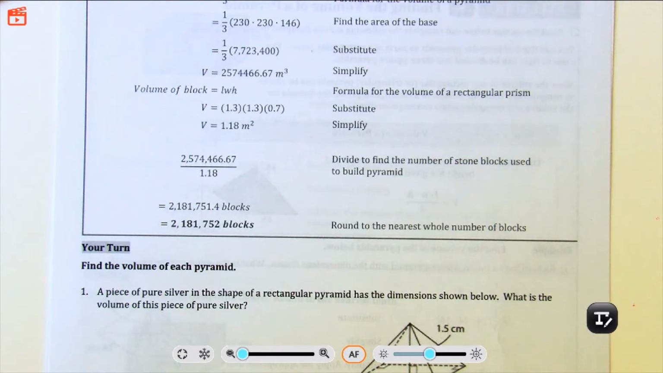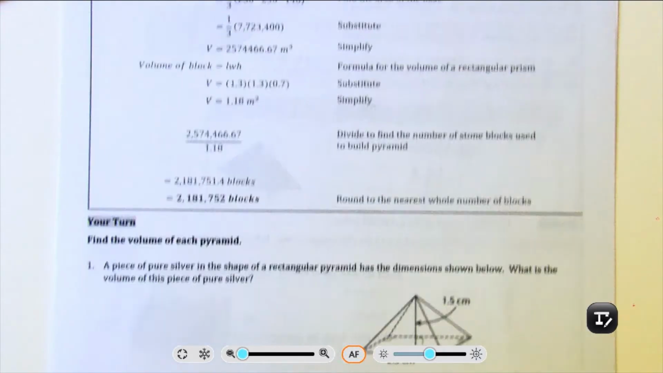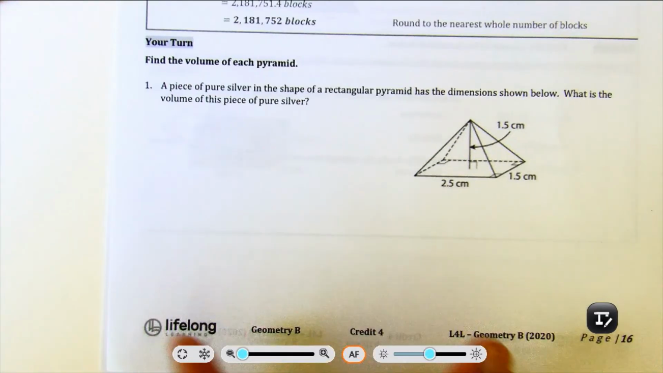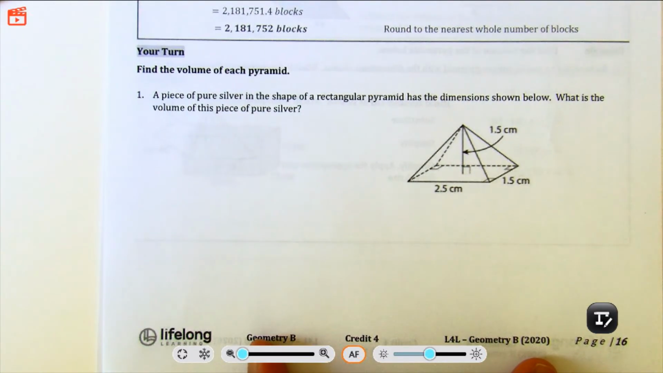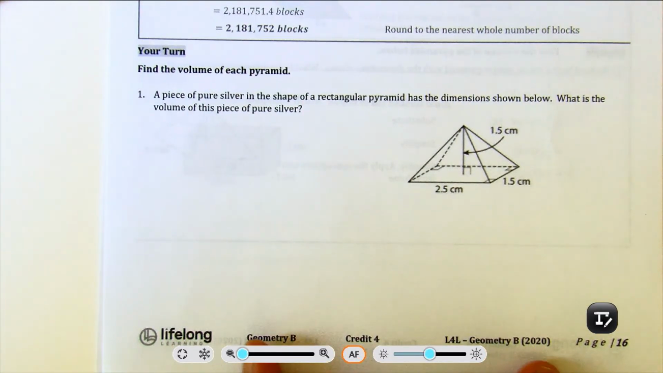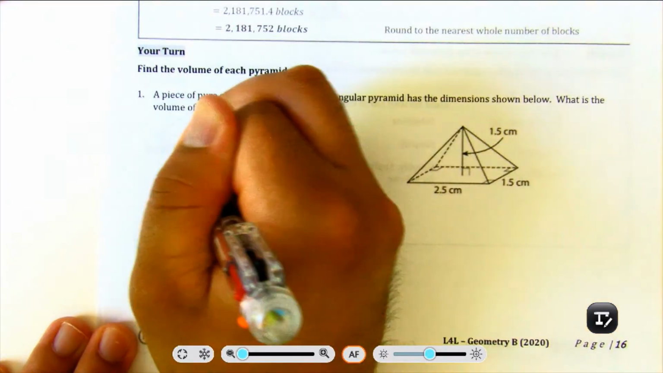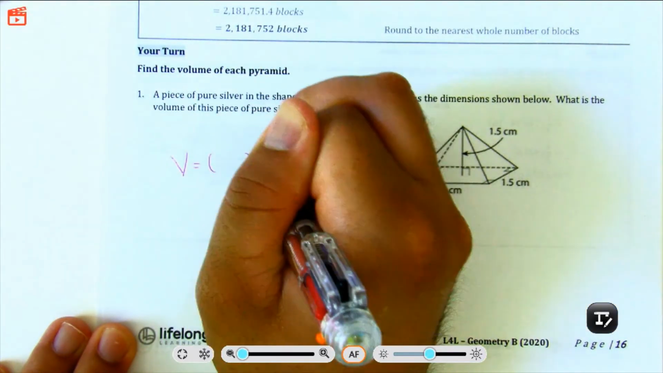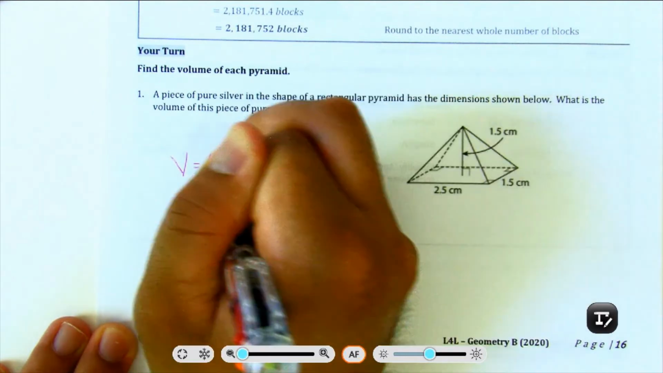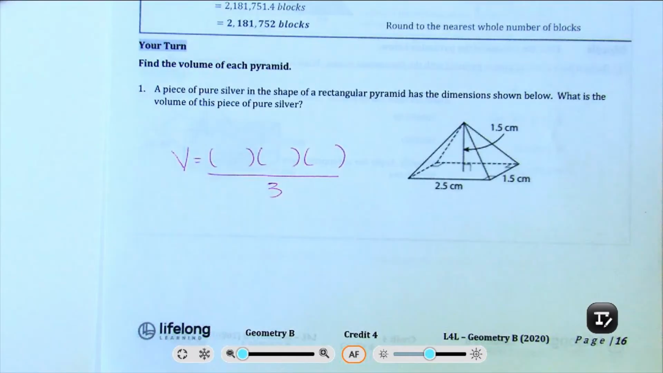So now you're ready to try a problem on your own. Using the volume of the pyramid formula, how can you find the length, width, and height? So the volume is equal to the length times the width times the height, all divided by 3. So 2.5 times 1.5 times 1.5.